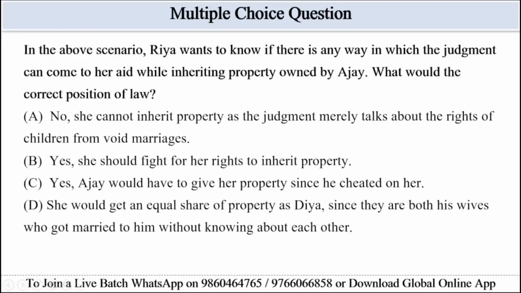Next question is, in the above scenario, Riya wants to know if there is any way in which the judgment can come to her aid while inheriting property owned by Ajay. What would be the correct position of law? So does Riya herself as a spouse have a right to inherit from Ajay given the void marriage? The passage focuses on children's inheritance, not the spouse's. Void marriages don't confer spousal rights.